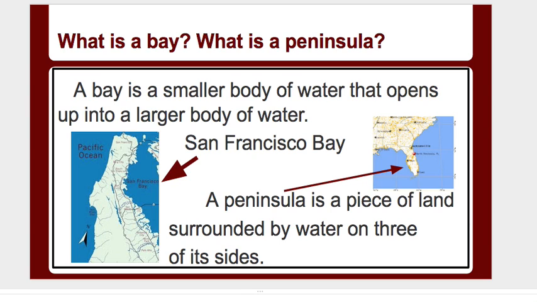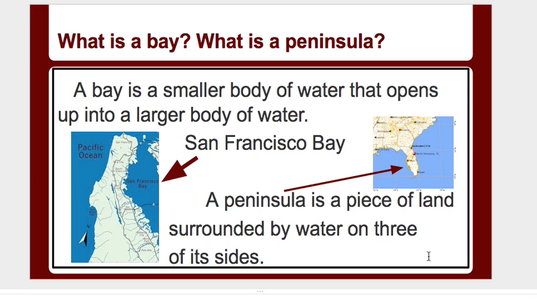Some other things that will really help you when you're creating your map. You might want to know what a bay is or what a peninsula is. A bay is actually a smaller body of water that opens up into a larger body of water. Many of you may have heard of the San Francisco Bay. You'll notice that right over here, it's actually opening up. The bay is quite small compared to the large Pacific Ocean.